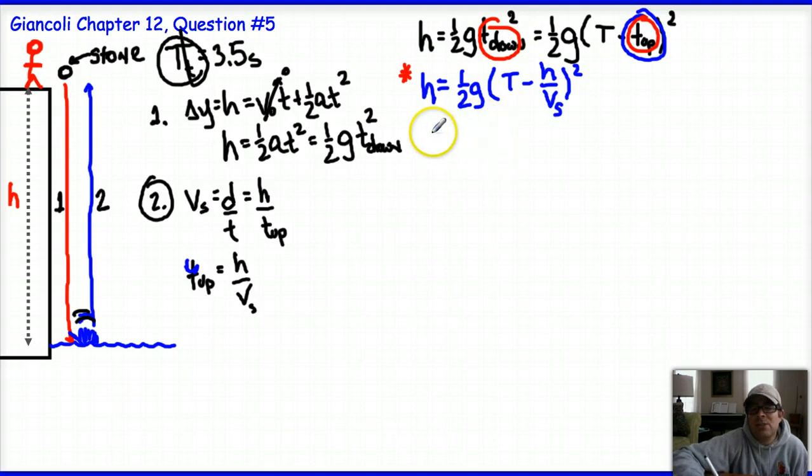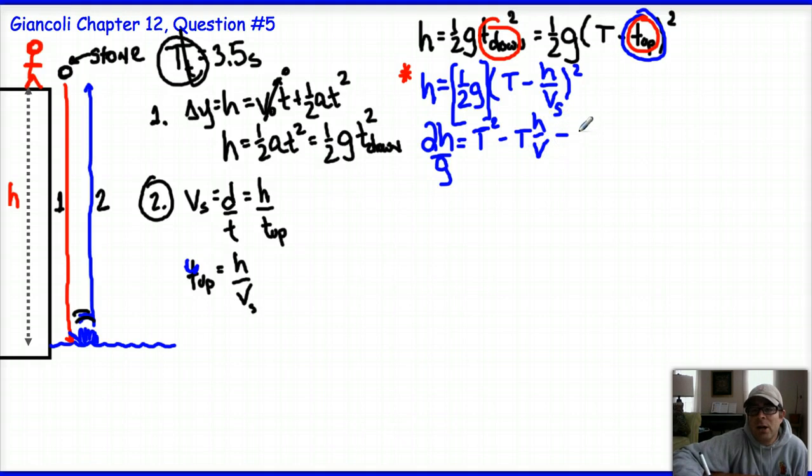I'm going to multiply both sides by 2 and divide by g. That's going to take care of that guy right there. And so I'm going to get 2h over g is equal to, now I'm going to FOIL this out. So I've got t minus h over v, squared. My first is going to be t squared, minus t times h over v, minus t times h over v, plus h squared over v squared. So I basically FOILed this out.